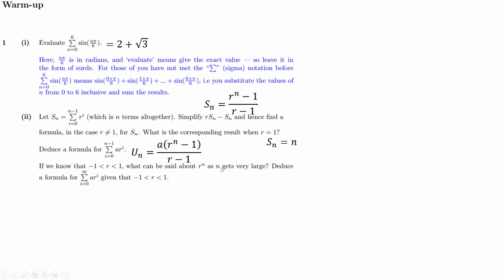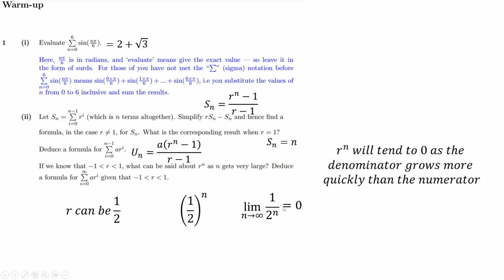Now as n gets very large, r to the n, so now r can be some value like a half for this next part, because if it's between 1 and minus 1, it's just going to be some fraction. It doesn't matter what the fraction is. So say it's a half, and we're raising that to the power of n. Well, that's just 1 over 2 to the n. If you take the limit as it approaches infinity, this will just go to 0, because the denominator grows quicker than the numerator.